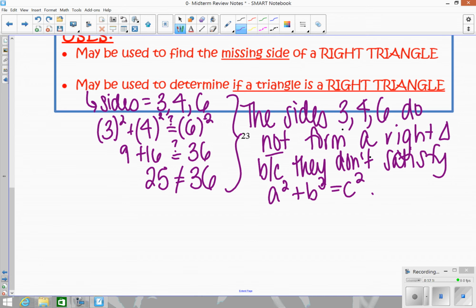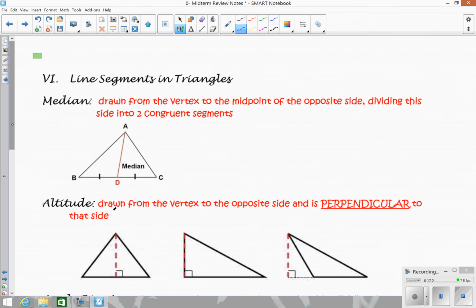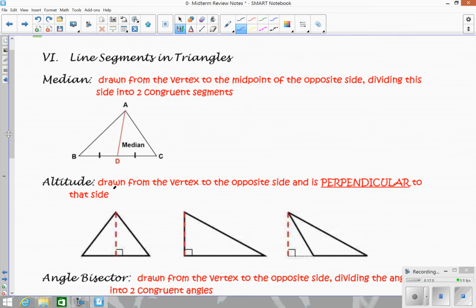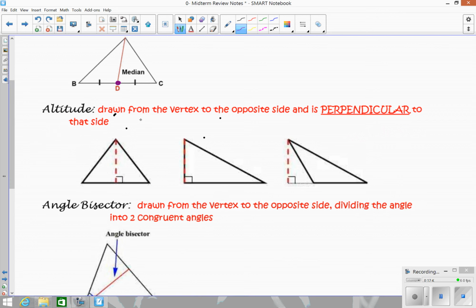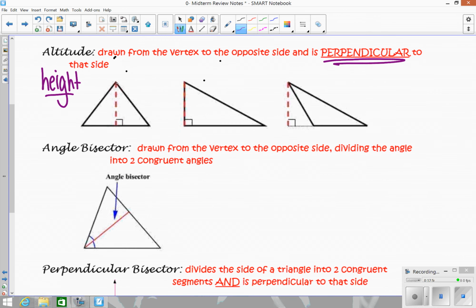And then the last page in this section is just the different vocab for different segments in triangles. A median, remember, connects to the midpoint of the opposite side, which means if this is the midpoint, you have two congruent parts. So AD here is the median. An altitude is the height. It always has to be measured perpendicular to the opposite side. So if you look, you have all these right angles. Basically the altitude and the base would have negative reciprocal slopes since you have a right angle.